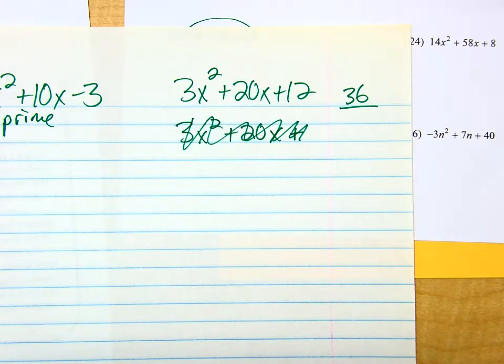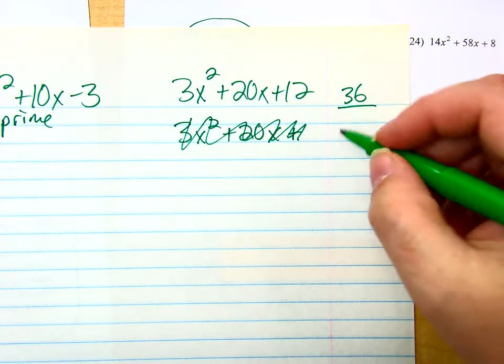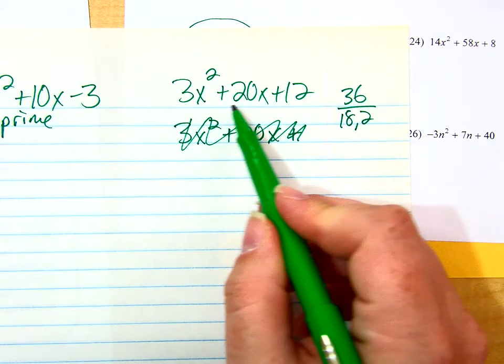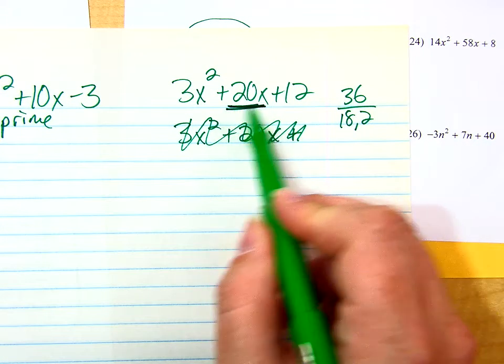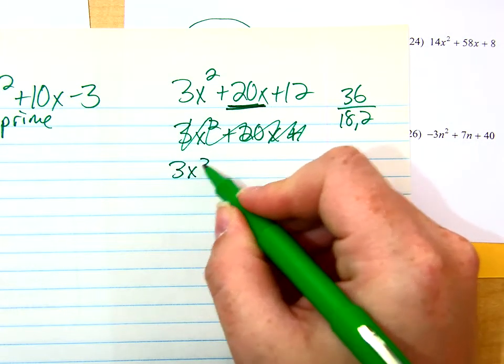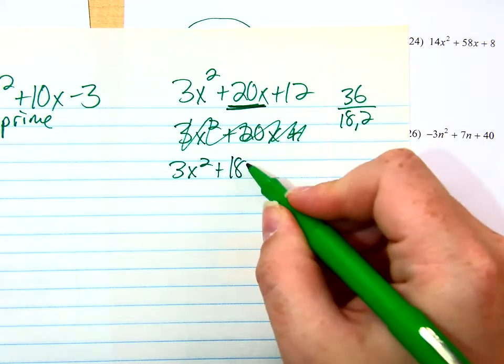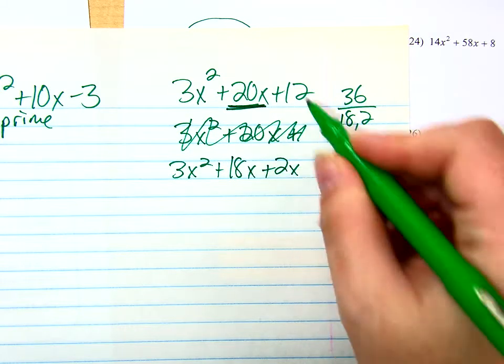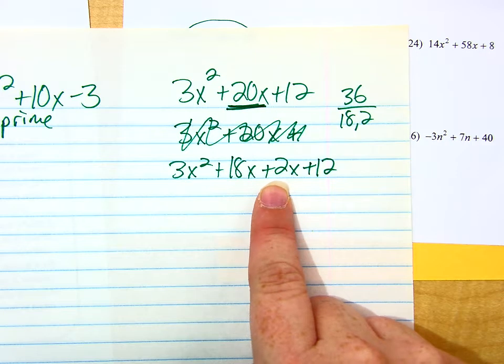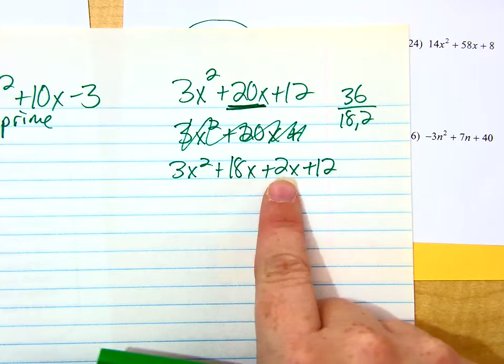Oh, yeah, there are. You got the pair? What is it? 18 and 2. All right. Then you rewrite this, but instead of writing 20x, I pop these two guys in there. So I write it like this: 3x squared plus 18x plus 2x plus 12. Isn't 18x plus 2x really 20x? Right? I haven't changed anything. I just split that into 2 parts.